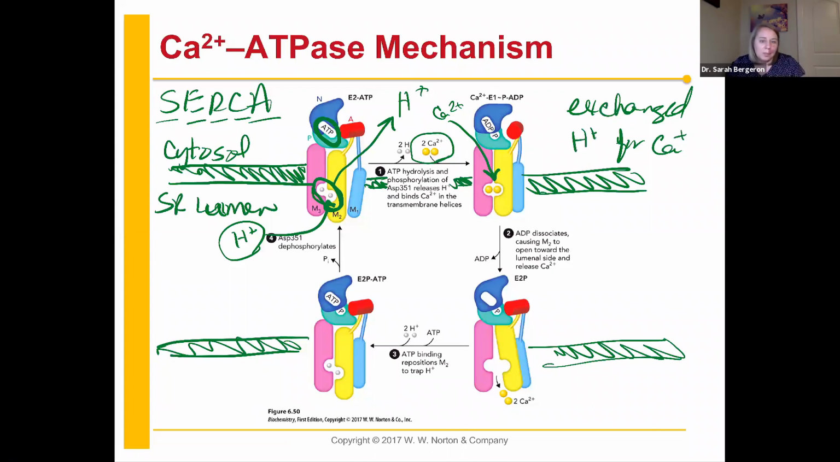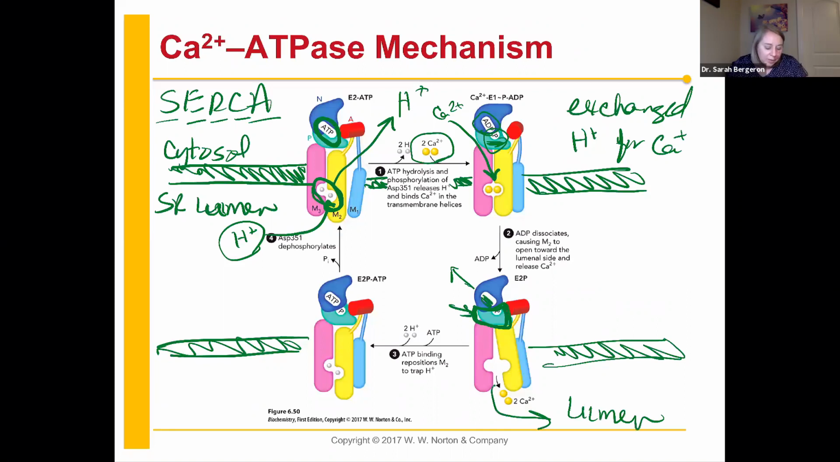And so at that point, because we hydrolyzed it, now we have ADP and Pi. So this phosphate group phosphorylates this little portion of our transporter. It's dependent upon phosphorylation. So there's our phosphorylation event, and then our ADP leaves. So we see that this pocket no longer has ADP in it. The ADP leaves, and this releases our calcium from the transport protein into the lumen.